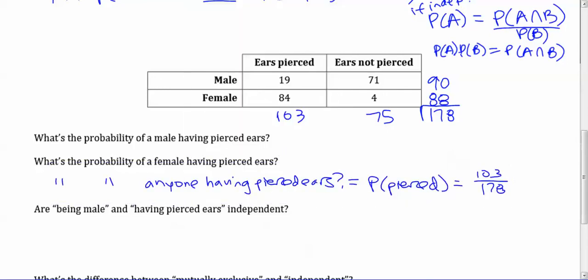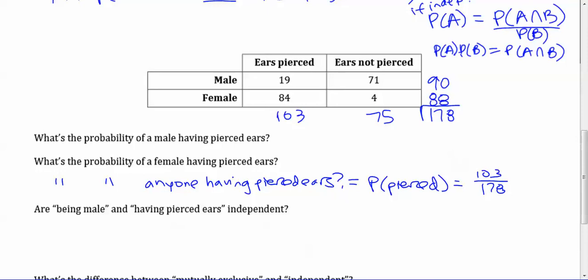The probability of just a person having pierced ears is going to be 103 out of 178. These are different questions. What's the probability of a male having pierced ears? So it's not out of everybody, it's only out of the males. So what's changing is going to be my denominator. So what's the probability of a male having pierced ears? It's going to be 19 out of 90 because I'm doing it only out of the males.